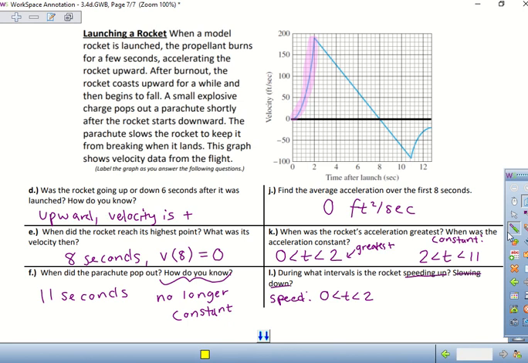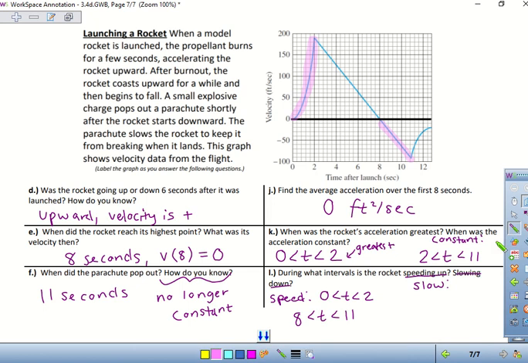Okay. What about from here to here? The velocity is negative. Is the slope also negative? Yes. So they're the same sign, and for that reason, it's speeding up from 8 to 11.